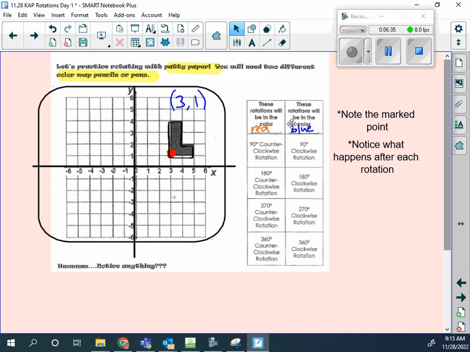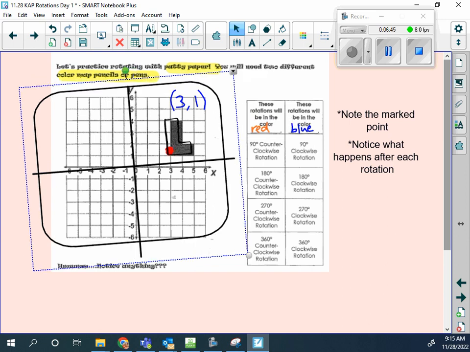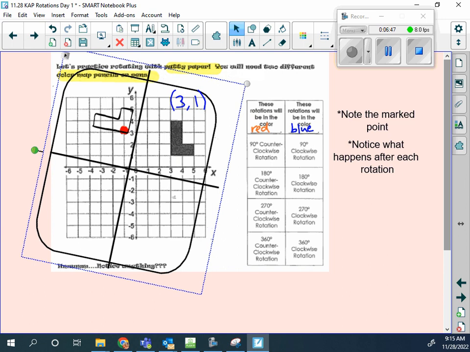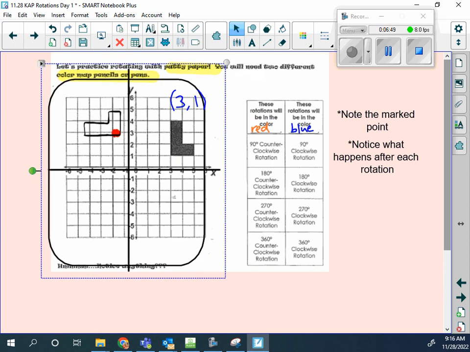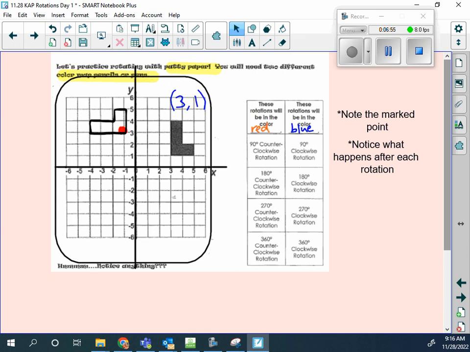Alright? So now you're going to take your pattern paper and you're going to rotate it 90 degrees counterclockwise. That means we're going to pick it up and turn it which way? To the left. So go ahead and turn your patty paper just like I did. Line up your X and your Y. Okay? Got it?